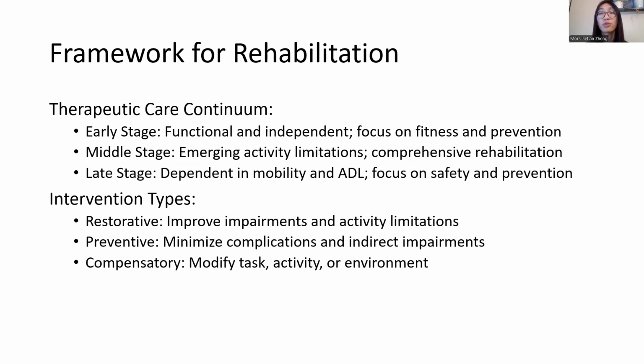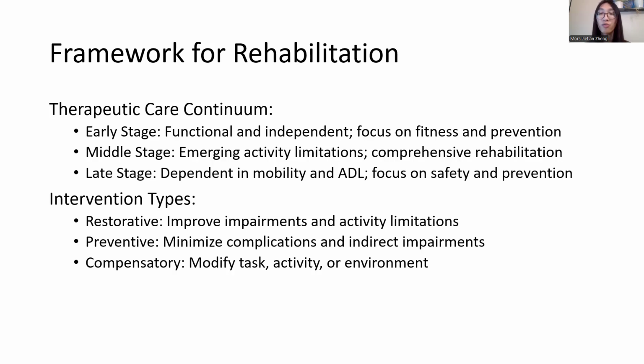Rehabilitation follows a therapeutic care continuum based on disease stage. In the early stage, patients are functional and independent with minimal impairments, so we focus on fitness improvement and prevention of future problems. Recent research suggests that early intensive exercise might actually slow motor decline and have neuroprotective effects. During the middle stage, symptoms become more apparent and activity limitations emerge. This is when comprehensive rehabilitation services show the most benefit.